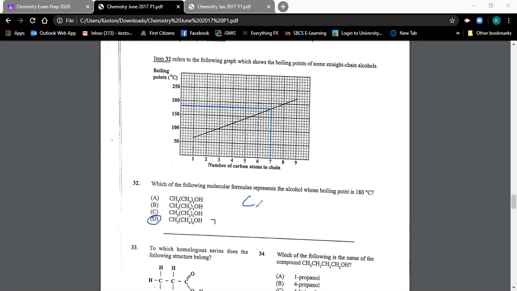And we know it should be that 7, so this should be what? 2n plus 1, 15, and the OH, as our general formula for alcohols, CnH2n+1OH. I'm going to have that here. Make sense? D is our answer for this one.